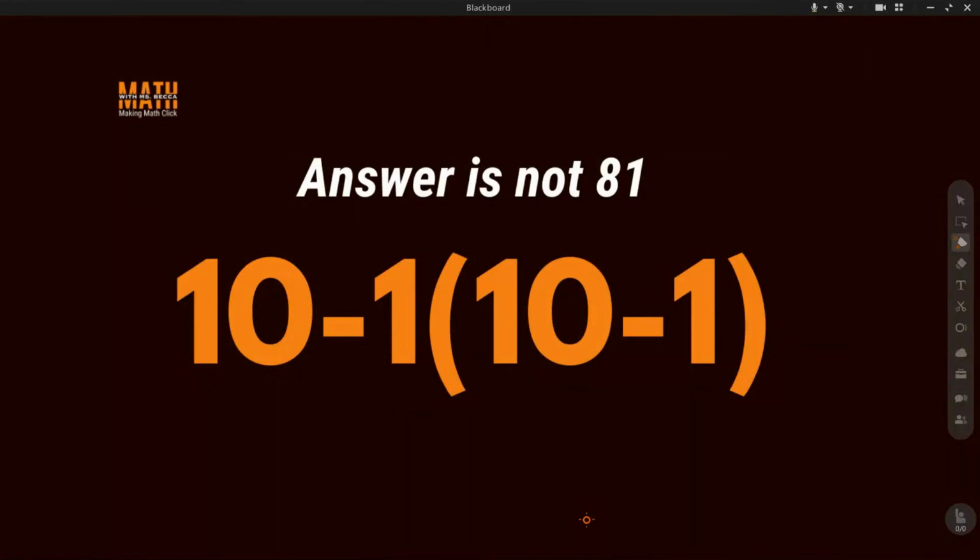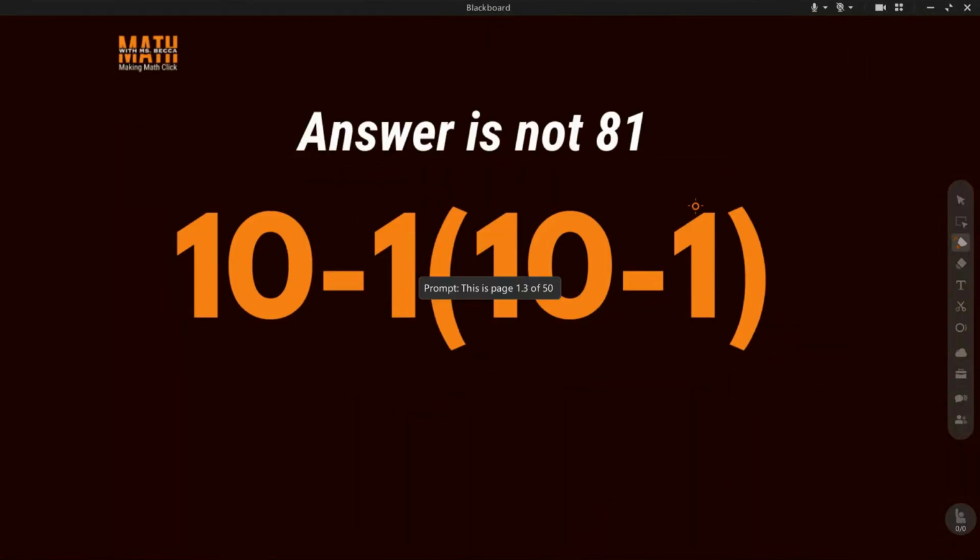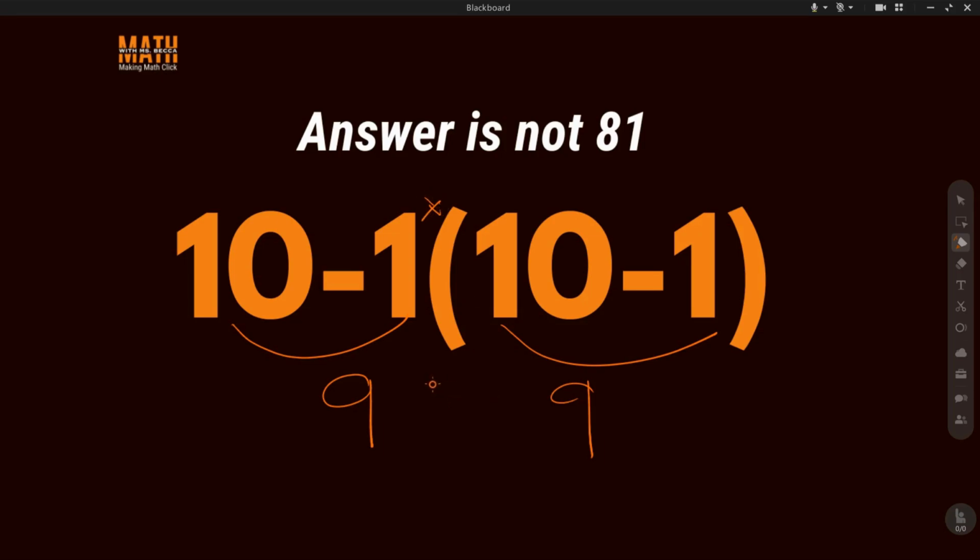Many people get this wrong. Why? Because they solve it this way. 10 minus 1 gives 9. And between 1 and this bracket, there is a multiplication sign. So that means 9 times 9 gives 81, which is wrong.